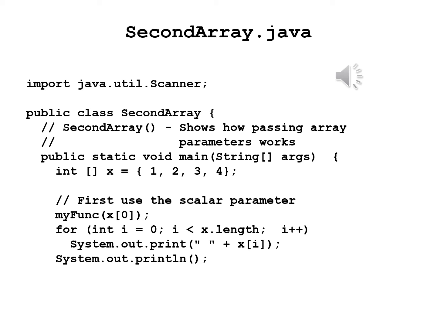First, we're going to use a scalar parameter, myfunc of x sub 0. And in the loop, we'll have for int I equals 0, I is less than x dot length, I plus plus, System.out.print, a blank space followed by x sub I. And then we'll call System.out.println to take us to the next line.